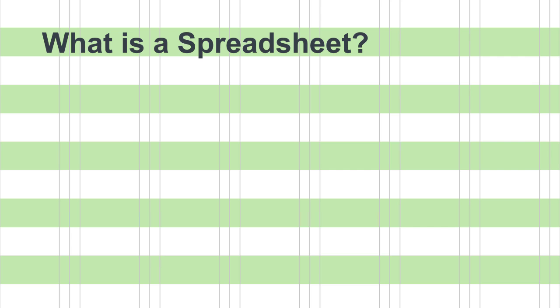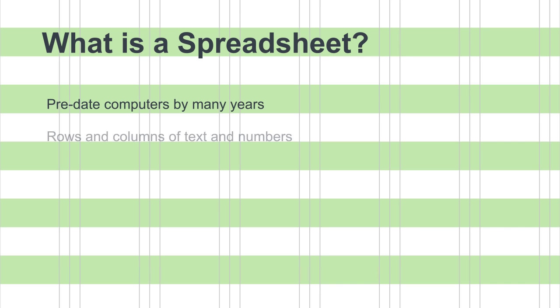Hi there, and welcome to Chapter 1. Before we do anything, let's talk about what is a spreadsheet? What's it all about? Well, spreadsheets predate computers by hundreds or thousands of years. And all we're doing in an electronic spreadsheet is taking what we might normally do with pen and paper and doing it on the computer.